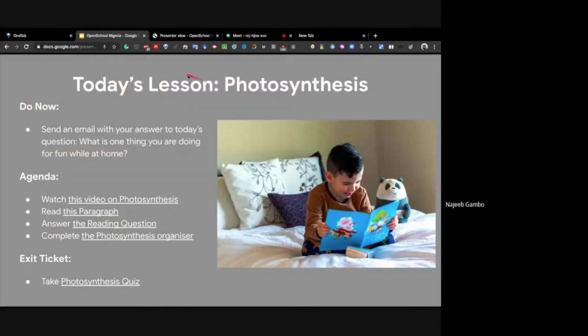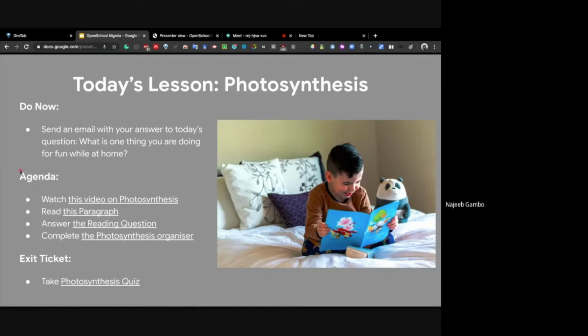Here is an example. Here is a lesson plan. This is for scientists. The teacher came out and said, do now: send an email with your answer to today's question. What is one thing you are doing for fun while at home? This is an icebreaker, an example of how to engage your students. What he said when he sent the lesson is, send an email with your answer to today's question. What is one thing you are doing for fun while at home?